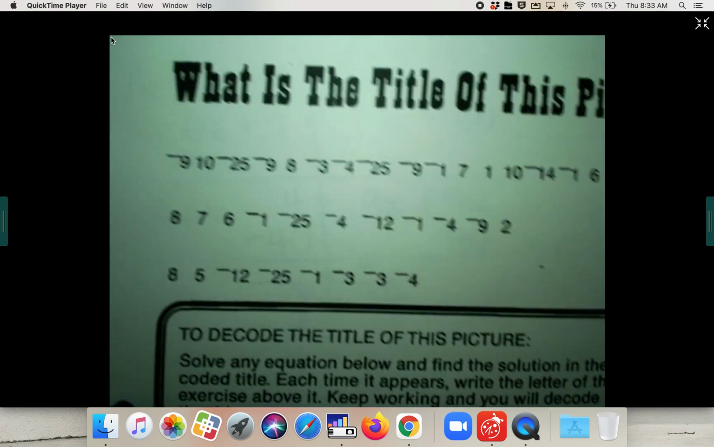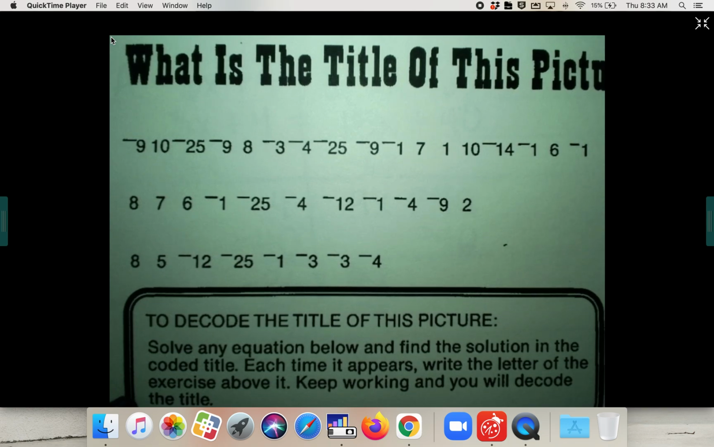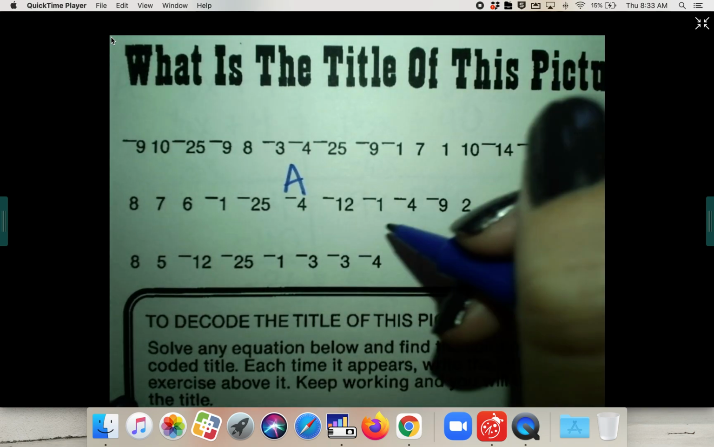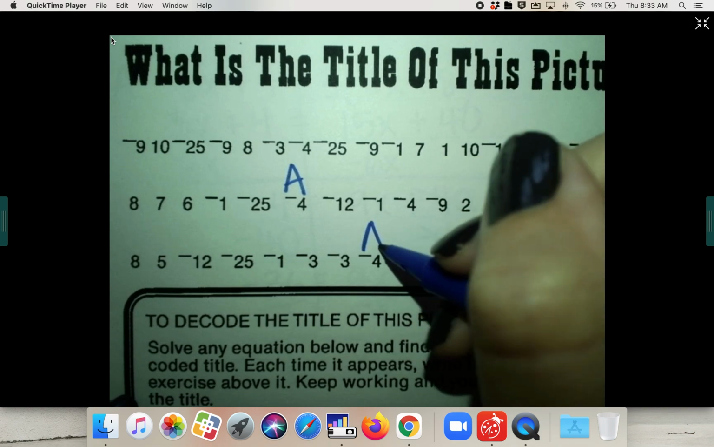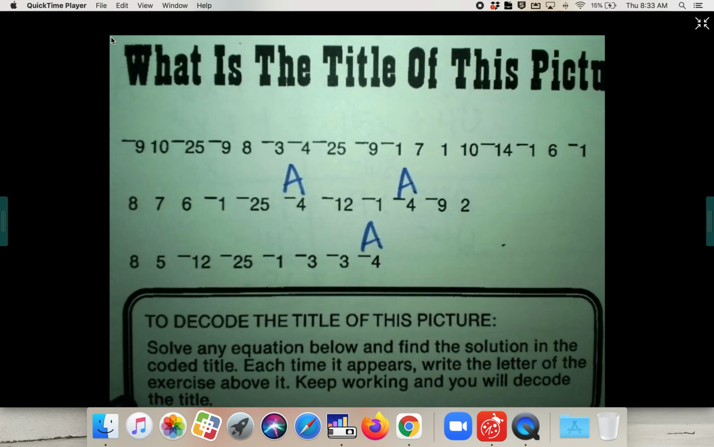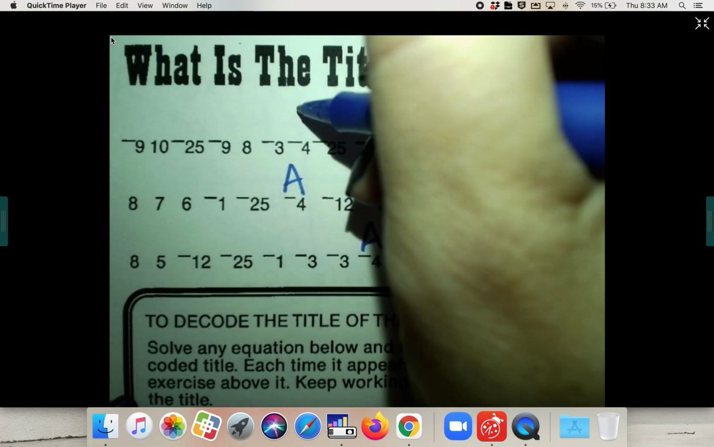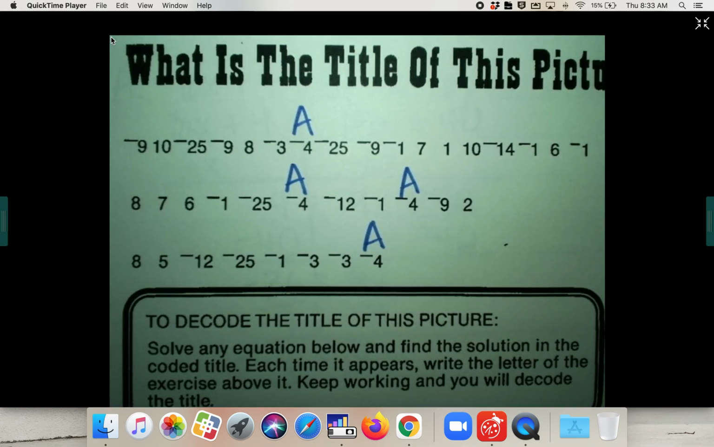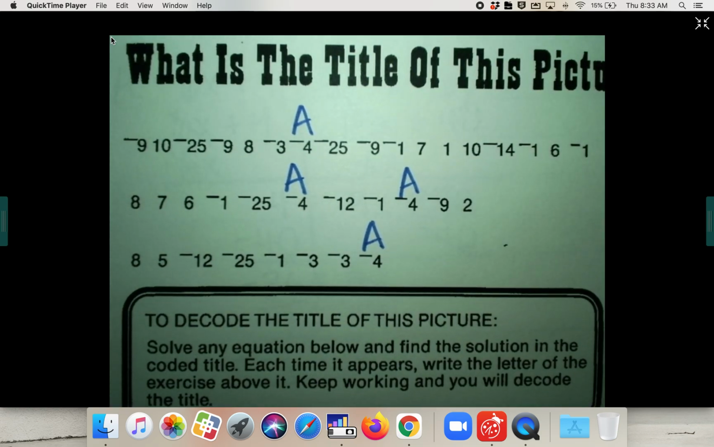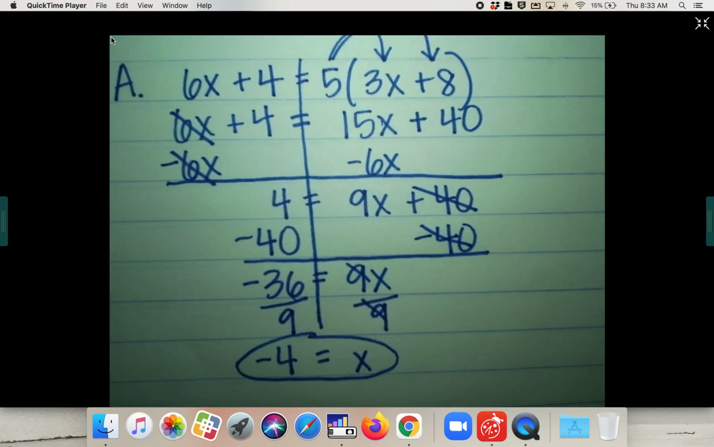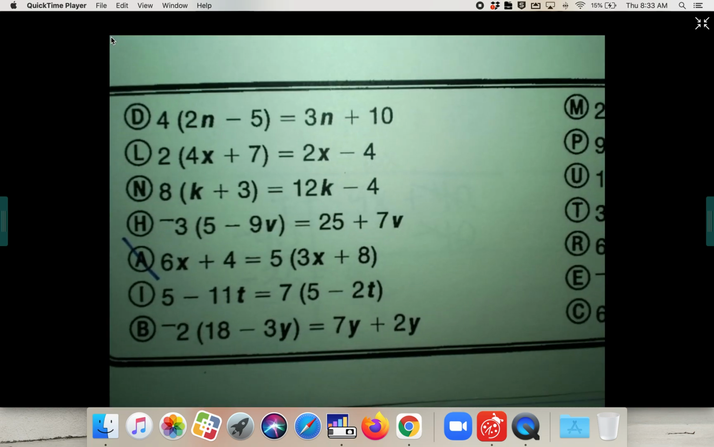So let's see. It ends in an A? That's weird. Oh, there's another one. On the top? Okay, that was pretty good. Good choice. Good choice. All right. Oh, here are the letters.